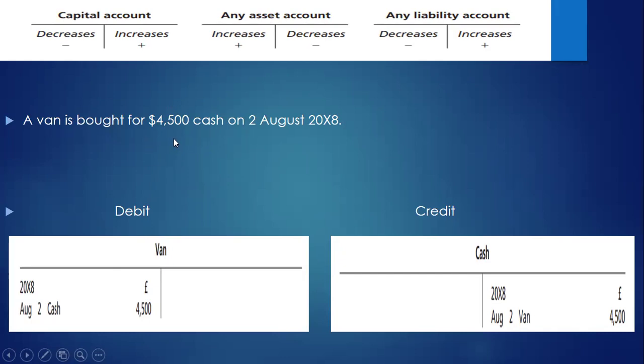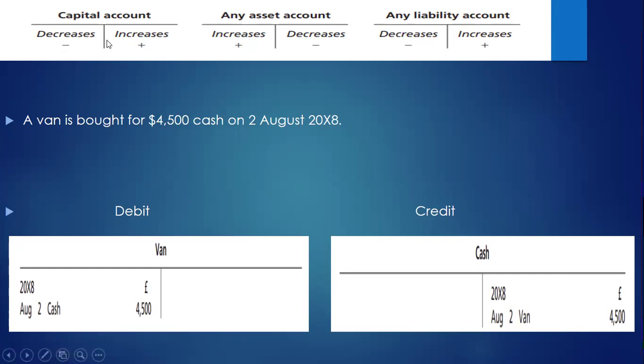Next entry, the second entry, $4,500 on cash, that's paid. Cash is an asset, and the asset has decreased because it's money out. $4,500, money in or money out? That's obviously money out. My cash, which is an asset, has decreased by this much. So I'm going to go to the credit side and write $4,500. Okay, I think that's much easier now. Let's take the next one.